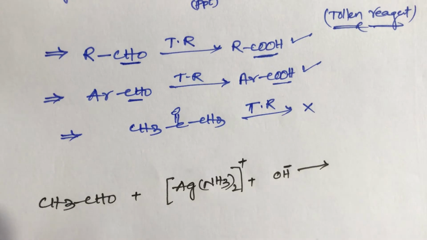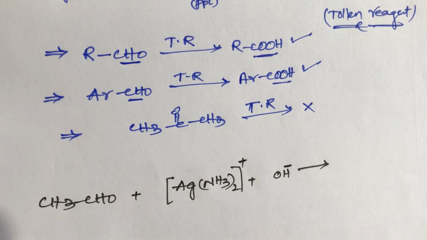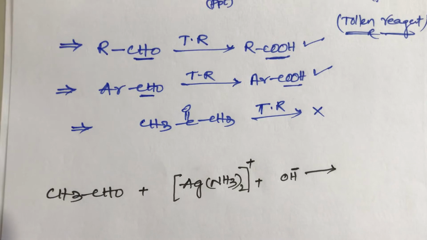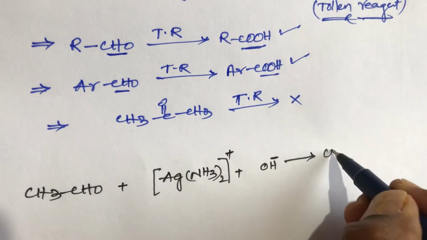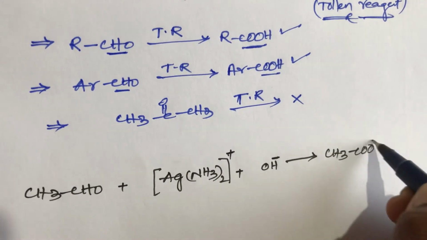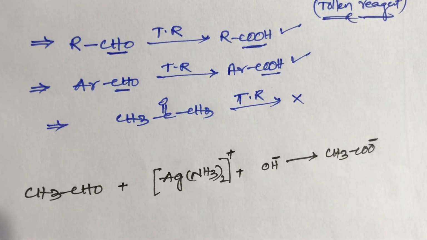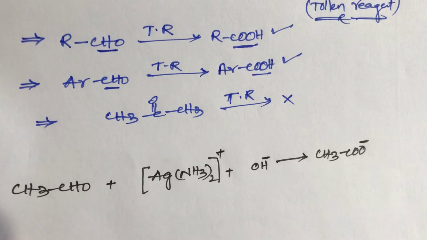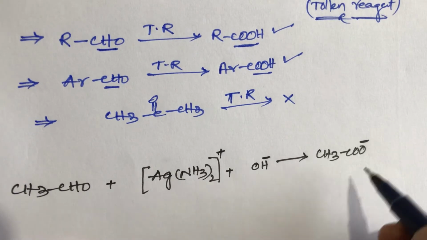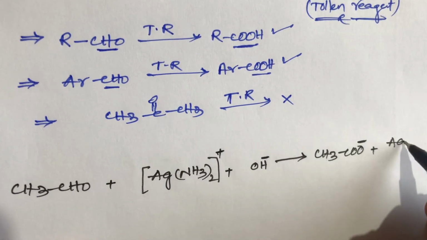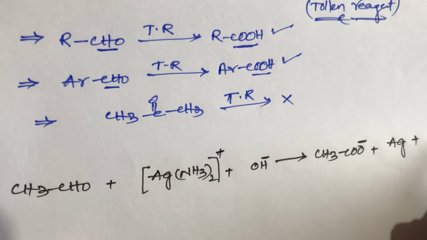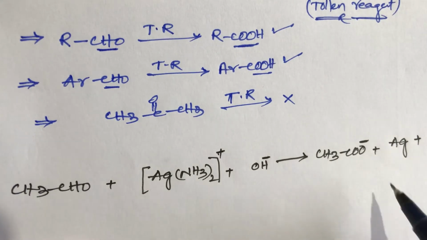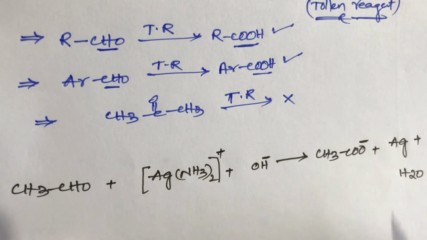to give acid. The aldehyde group is converted into acid, students, but these are ionic in nature. So we get CH3COO minus, since all the positive and negative charges are ionic in nature. An acetate ion is formed, CH3COO minus, plus Ag, plus ammonia, plus water. This is the final product.